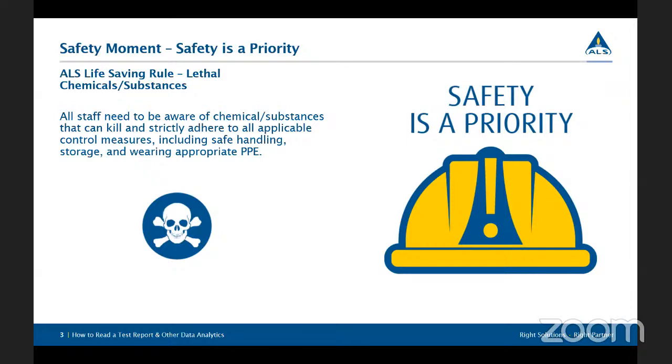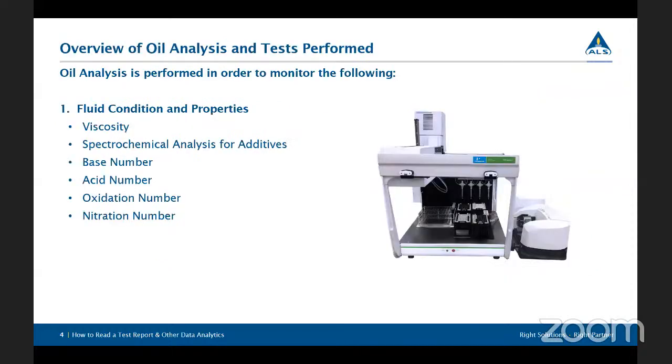All right, so let's go ahead and get into oil analysis and the tests that are performed. Now, there's three different things that we look at when we test oil. The first one is fluid condition and its properties. So we want to look at that lubricant itself. Sometimes it's a grease, but most of the time we're looking at oils. So these are engine oils, gearbox oils, hydraulic oils. Sometimes there's fire retardant fluids that are used.